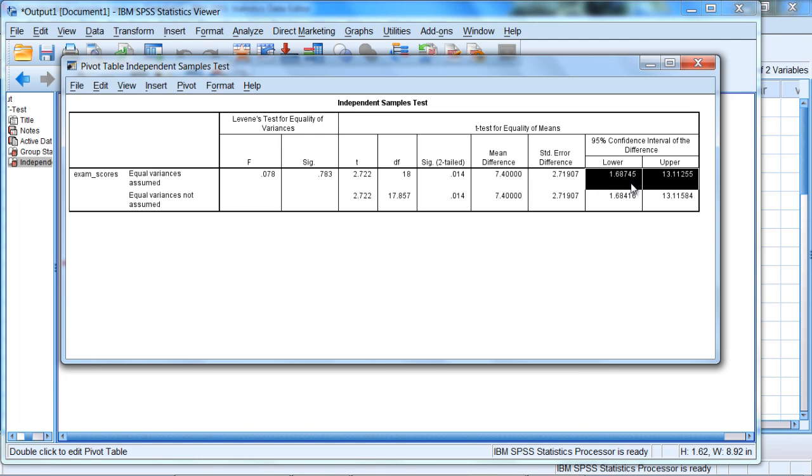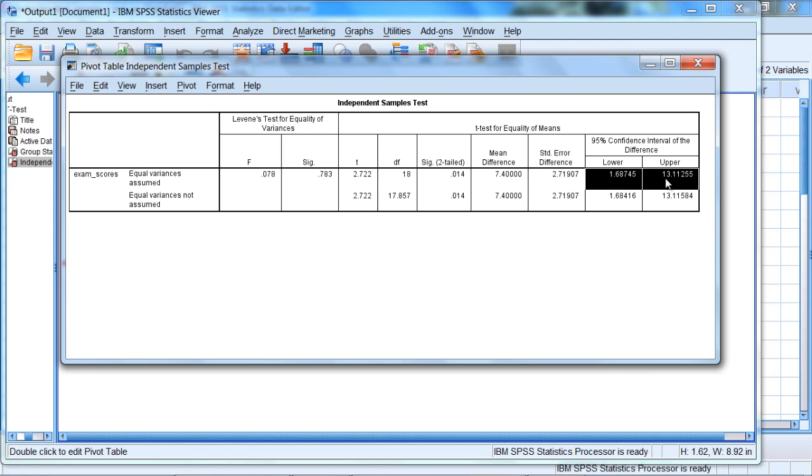Another way to think about it is if 0 was in this range, say this was negative 1.69, and this was 13.11, 0 would be in this range. If you saw that, then the p-value here would also be greater than 0.05. So this is another way to interpret the results of the independent samples t-test.